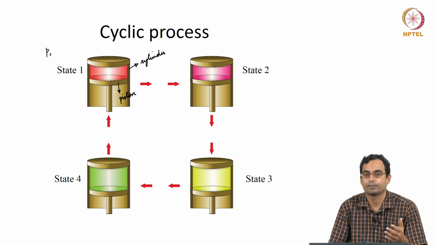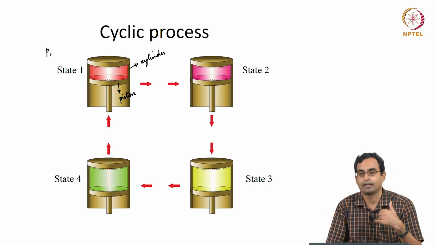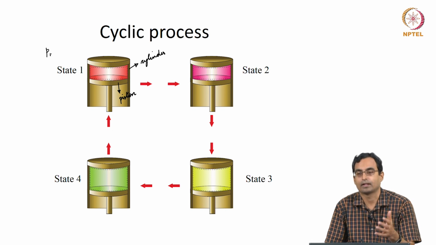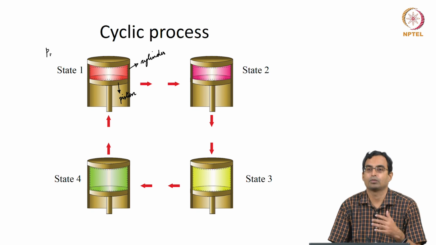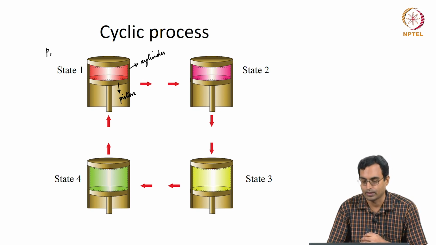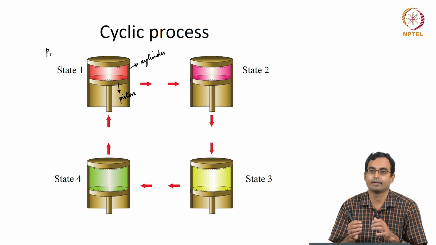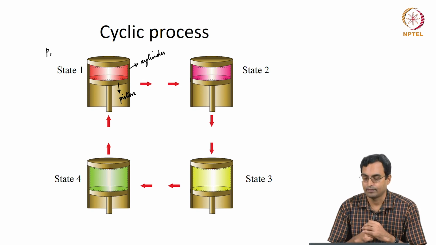The change in pressure between the first state and the last state is essentially 1 minus 1, which is 0. Similarly, change in mass is 0, change in volume is 0, change in temperature is 0, and so on. So, there is no change in any property between the initial and the final state.